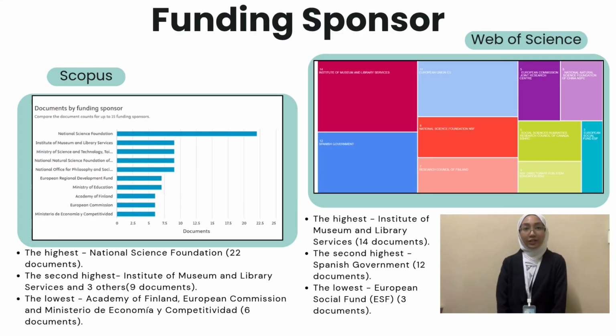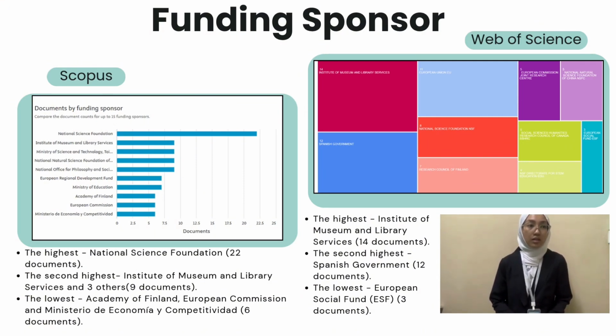So I will continue with the funding sponsor. First I will talk about the results shown by Scopus. Based on the bar chart shown by Scopus, we can see that the highest funding sponsor is the National Science Foundation, which has funded 20 documents.